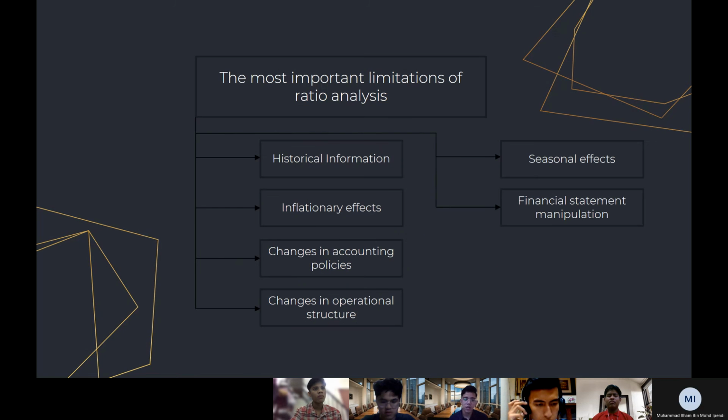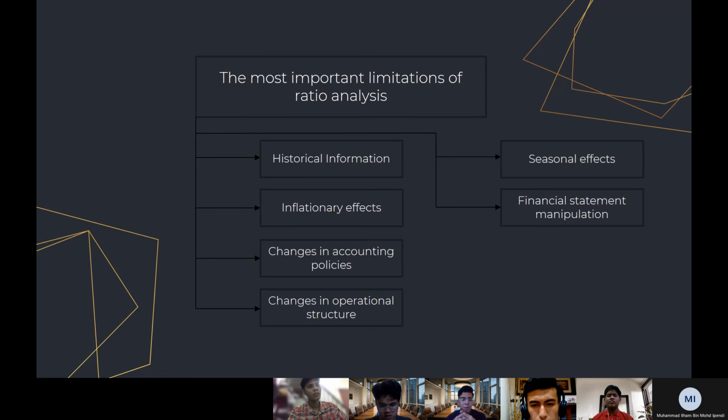Next, these are some of the most important shortcomings of ratio analysis: historical information, inflationary effect, change in accounting policy, change in operational structure, seasonal effect, and financial statement manipulation. First, historical information. The data used in the study is based on the actual historical reports that the organization has made public. As a result, ratio analysis metrics are not always indicative of potential company results.